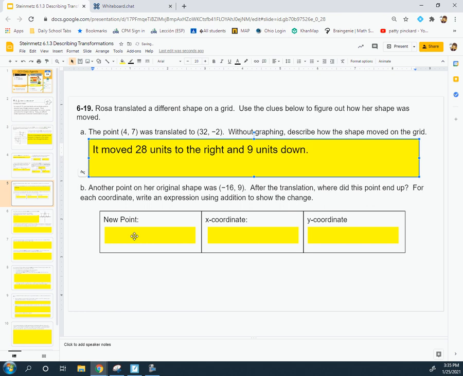So it says another point on the original shape was negative 16, 9. After translation, where did it end up? For each coordinate, write an expression. So negative 16 moved 28 spaces over, so it ended up at 12. And 9 moved down 9, so it ended up at 0. So my x coordinate is x plus 28, and my y coordinate is going to be y minus 9, because we moved down 9. So notice if it's positive, we're moving right or up. If it's negative, we're moving down or to the left.